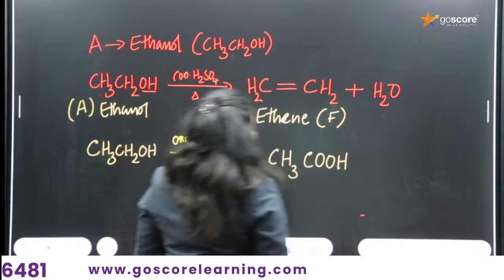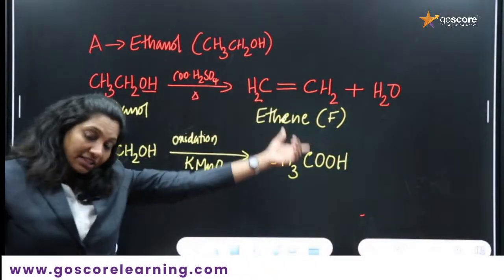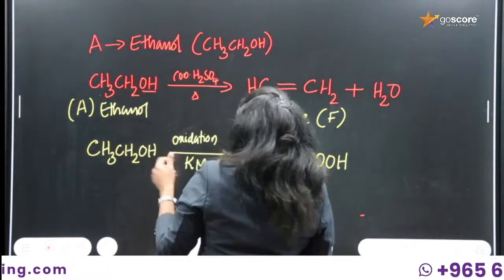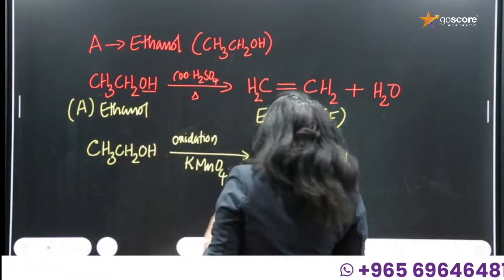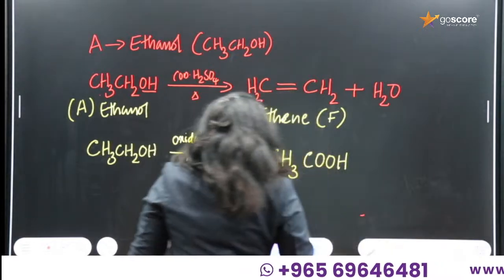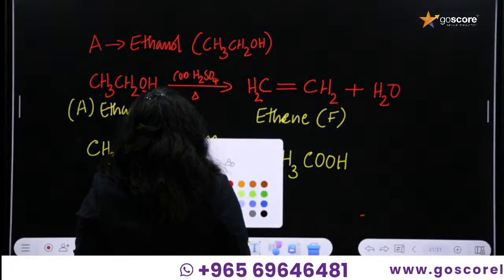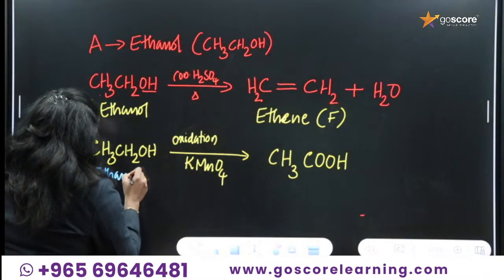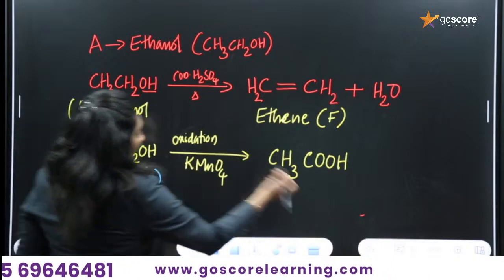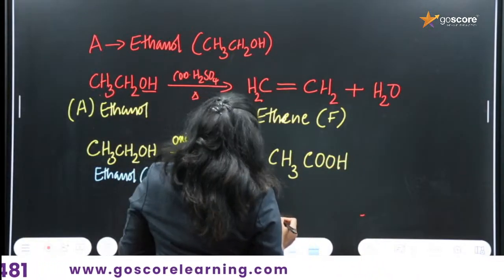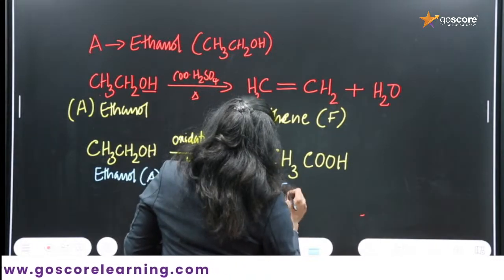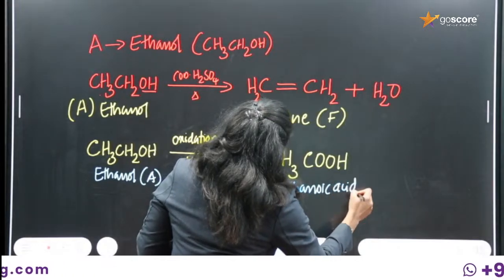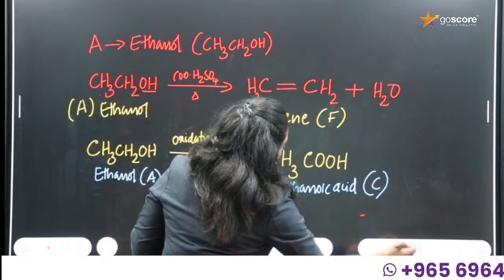Alcohol on oxidation gives the acid containing the same number of carbon atoms. So oxidation means you are adding oxygen. Okay, so from ethanol, that is your A, when you treat with the oxidizing agent KMnO4, you are getting ethanoic acid, that is your C, right?